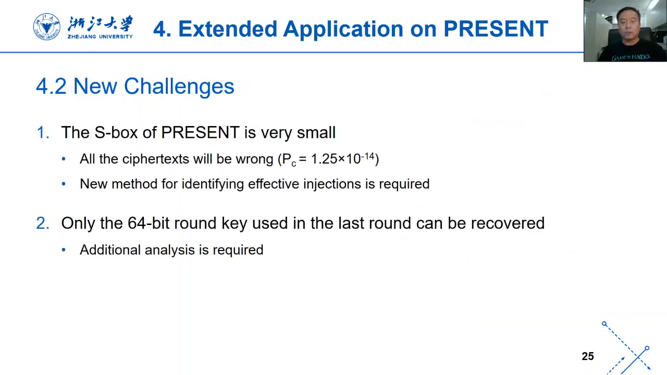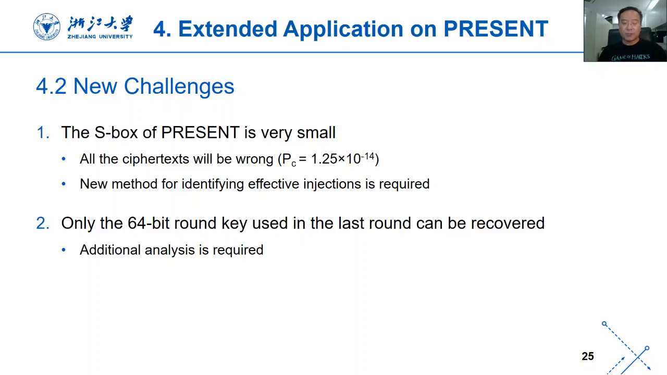To adopt PFA to PRESENT, we need to solve two additional problems. First, it uses a 4-bit S-box. So if the S-box is corrupted, all the ciphertexts will be wrong. There will not exist a case where half are correct and half are wrong. So we need a new method for identifying effective injections for PRESENT.